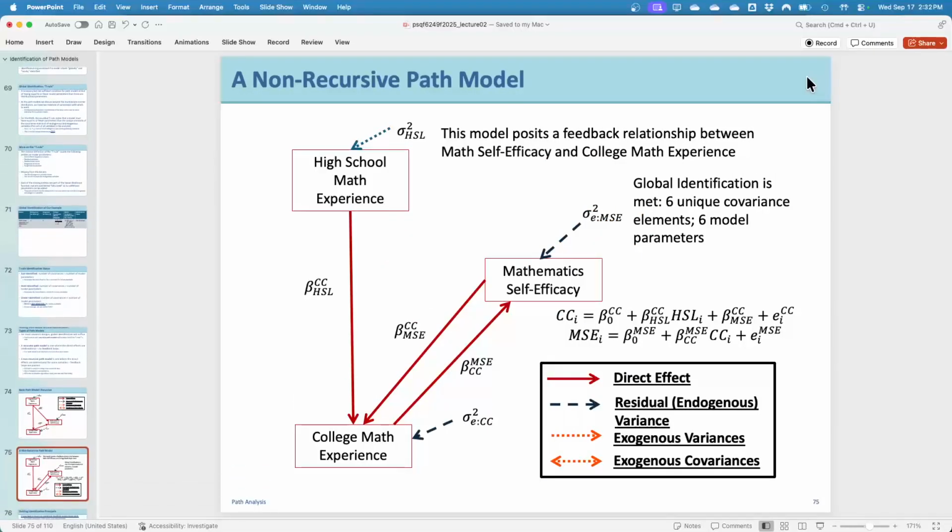A non-recursive model might look like this. High school math experience predicts college math experience. College math experience predicts math self-efficacy, but math self-efficacy predicts college math experience. Now think for a moment here why this is not identified. We don't need math. We can think about it conceptually.